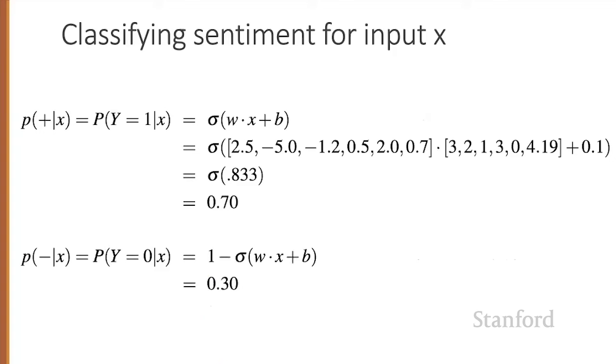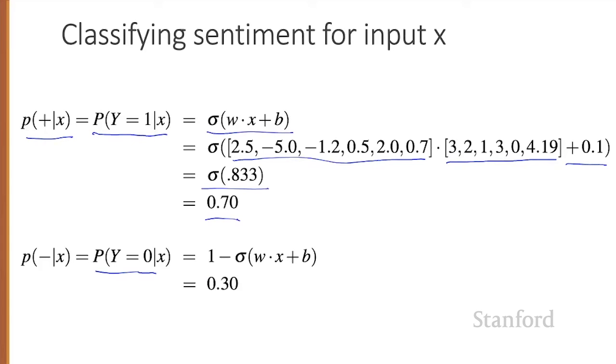So let's plug the X's and W's, the feature values and their weights, into our equation for computing the probability of our classes. To compute the probability that this is a positive document, that's to say the probability that y equals 1, we compute sigma of w dot x plus b. What's w dot x? Well, here's our weight vector that we just talked about. Here's our feature values that we saw on the slide before, and this is our learned bias. So it's sigma of 0.833, which turns out to be 0.7. And the probability that this is a negative review is just going to be 1 minus the probability that it's a positive review, so 0.3. So this classifier would guess that this is a positive review.